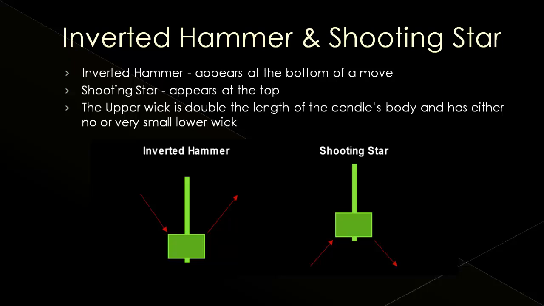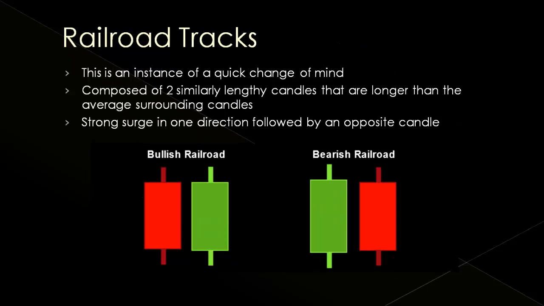Once the hammer has formed, we can expect price to start moving upwards. It denotes the end of a trend. The shooting star usually appears at the top of a trend. Once the pattern has formed, we can expect price to start moving lower. Let's take a look at another pattern.